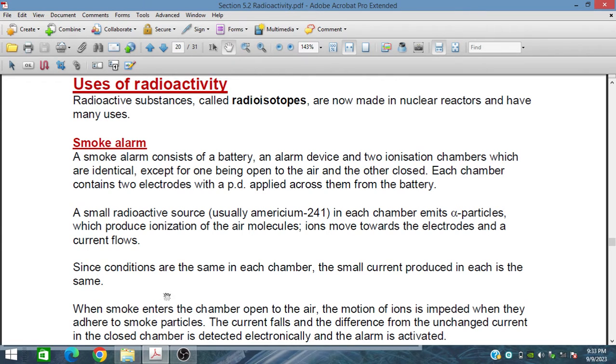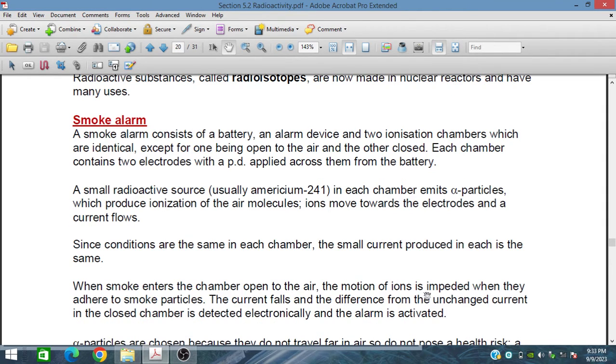This is the normal condition, but whenever smoke enters the chamber open to the air, the motion of ions is impeded. The motion of ions will be slow, because the smoke interrupts the ionization process, or obstructs the alpha radiation, and when the ions adhere to smoke particles, the current falls. As a result, the current will fall, and the difference from the unchanged current in the closed chamber is detected electronically, and the alarm is activated.